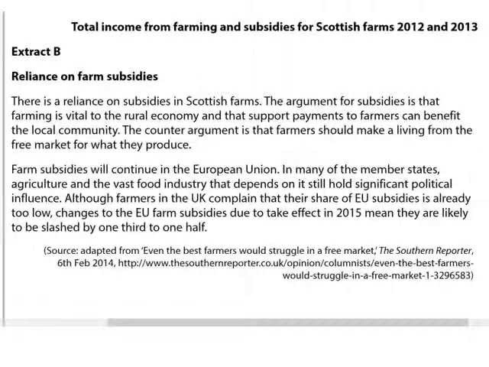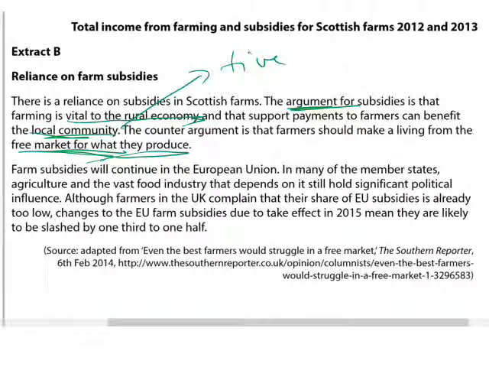Next part was extract B, total income from farming and subsidies for Scottish farmers. Reliance on farm subsidies. There is a reliance on subsidies in Scottish farms. The argument for subsidies, so here we've got the reason for, is that farming is vital to the rural economy and support payments can benefit the local community. So we've basically got a positive externality argument there. The counter argument is farmers should make a living from the free market without its use. So if you're analysing the two sides, you're looking for a free market reason why subsidies shouldn't be given.